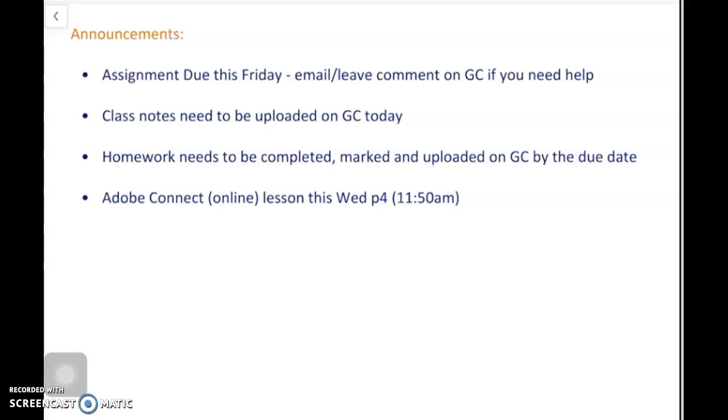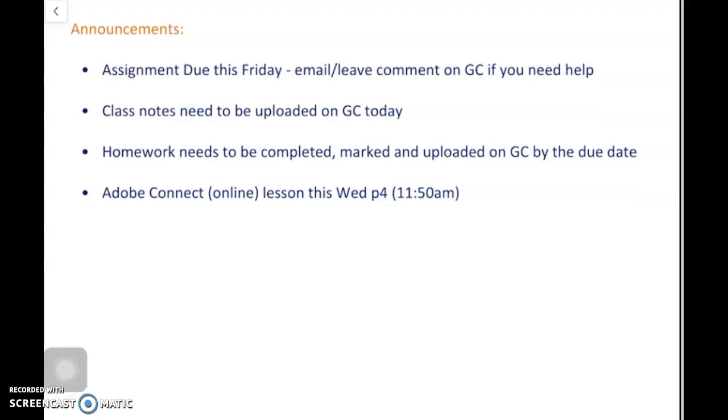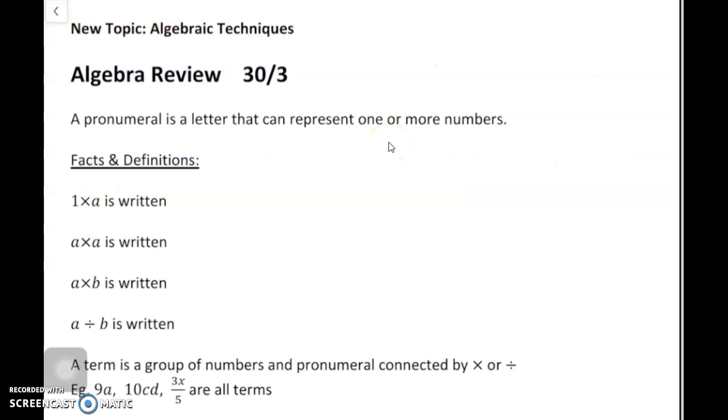Next, homework needs to be completed. You need to mark it using a red pen and make any corrections. You need to upload this also on Google Classroom by the due date. And lastly, we will be having our first online live lesson on Adobe Connect this Wednesday, period 4. So make sure you are logged in and connected at 11:50 a.m. on Wednesday.